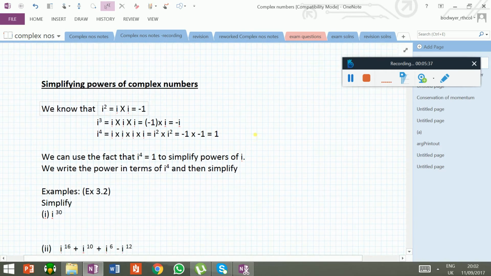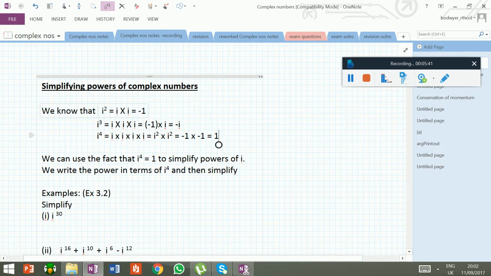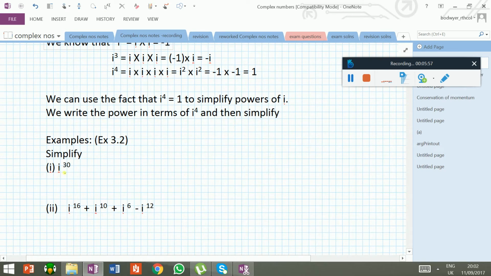Just the last part of that exercise there was we want to simplify i to the power of something. Okay, so what you do is you split it. You use the fact that i to the power of 4 is equal to 1. And what you do all the time here is you're going to split that into powers of 4. You see you've got i to the 30.